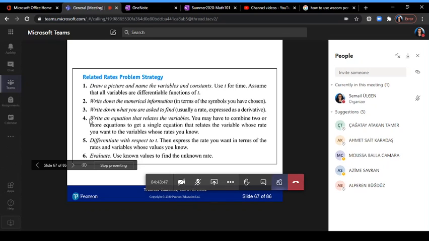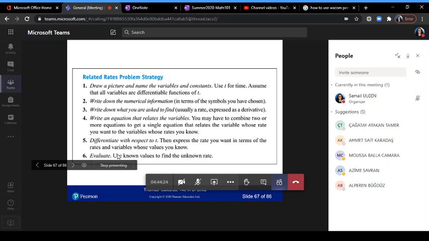It's the relationship I told you. For example, in the previous example, V = πy³/12 is the relationship between V and y. Actually, at first it was V, x and y, but we reduced it to y. You may have to combine two or more equations to get a single equation that relates the variable whose rate you want to the variables whose rates you know. That's what we did: we reduced the number of variables to two at the end.